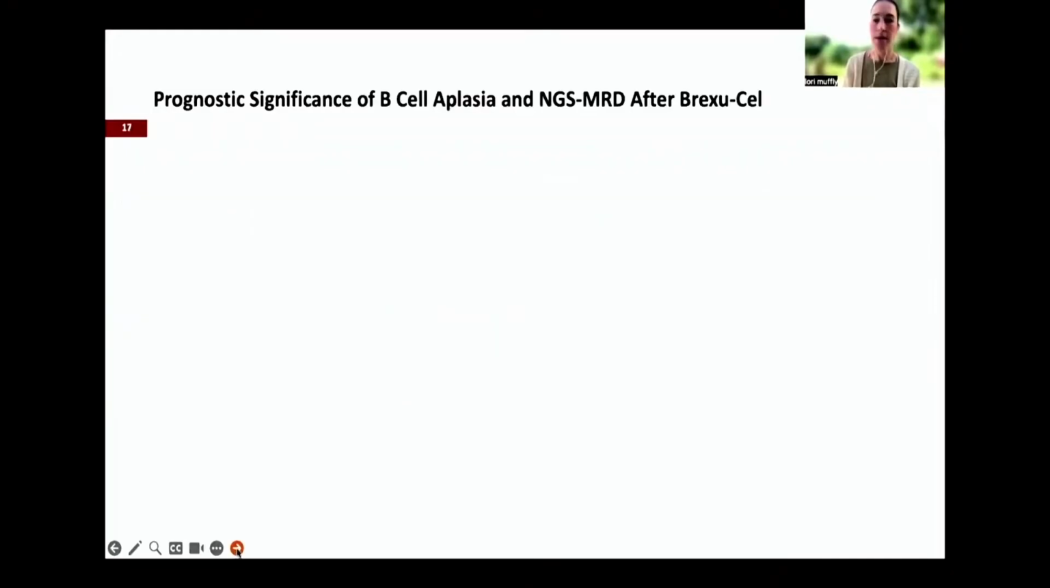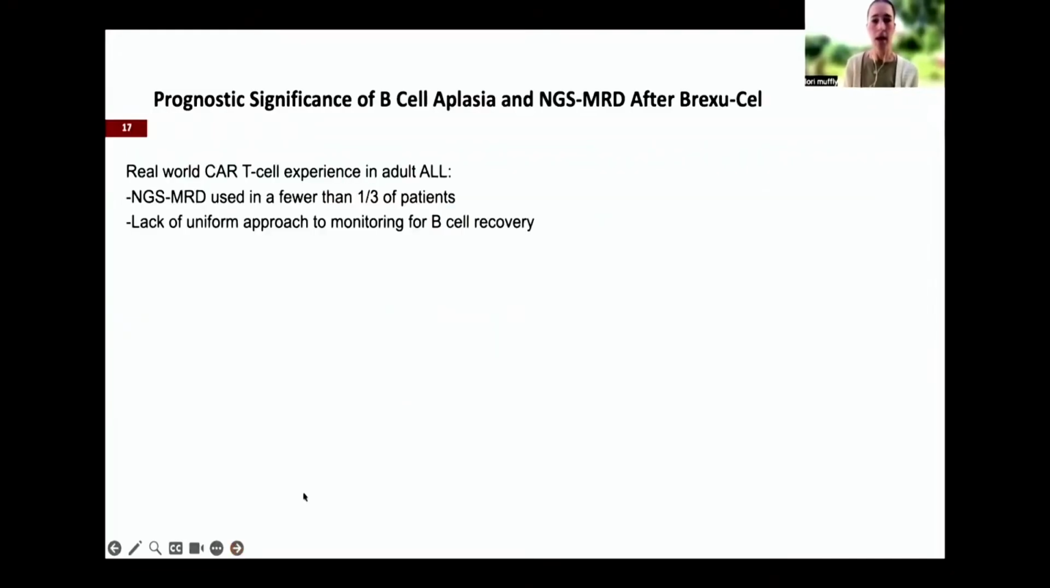And so is this prognostic? What does this mean? And so what we found in our real-world consortium in the United States was that NGS MRD actually, at the time that our initial publication was put together, was only used in fewer than a third of patients. So it was very difficult. That practice pattern makes it a bit difficult to understand its true impact.